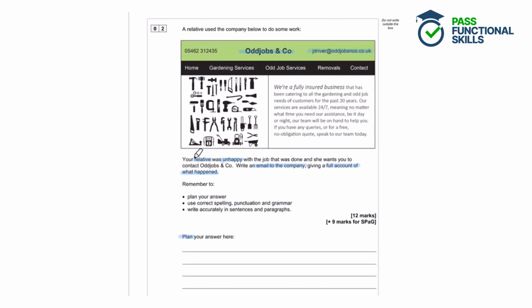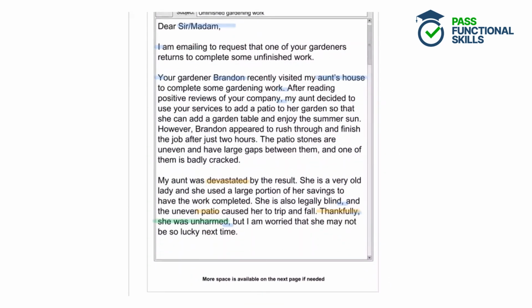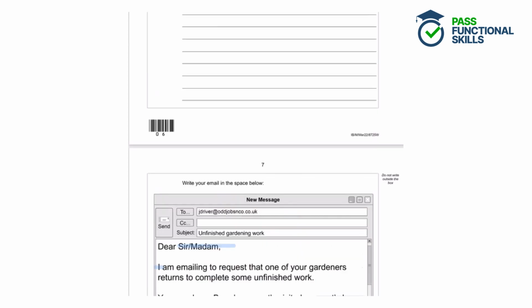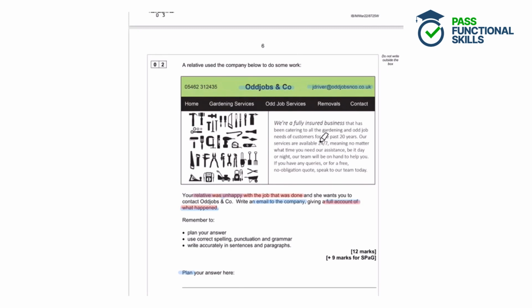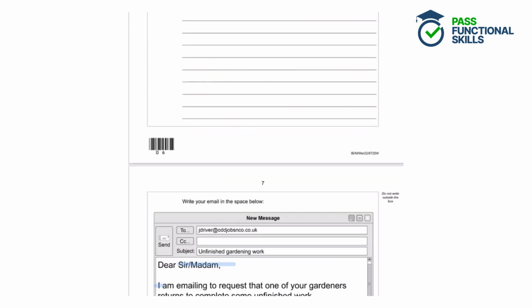They've explained why their relative was unhappy with the job that was done, and they've given a full account of what's happened. So they've also included details about this little message here. So they've said that they read positive reviews of the company before using the services. So they're referring to the sort of positive language that's been used in this source here.